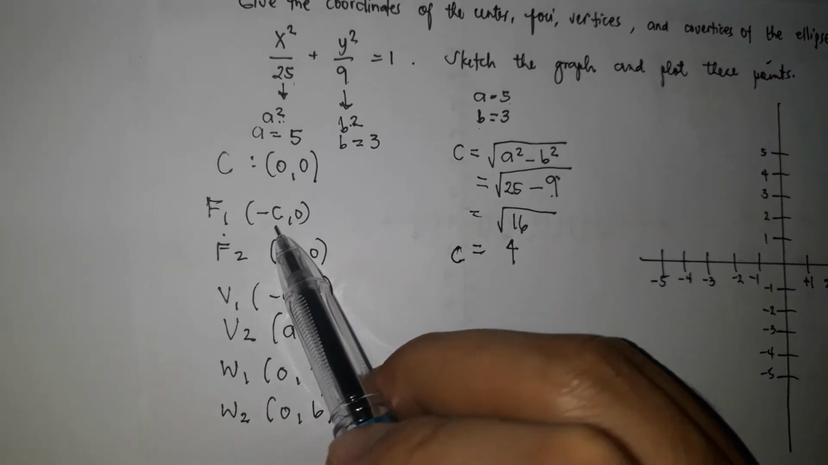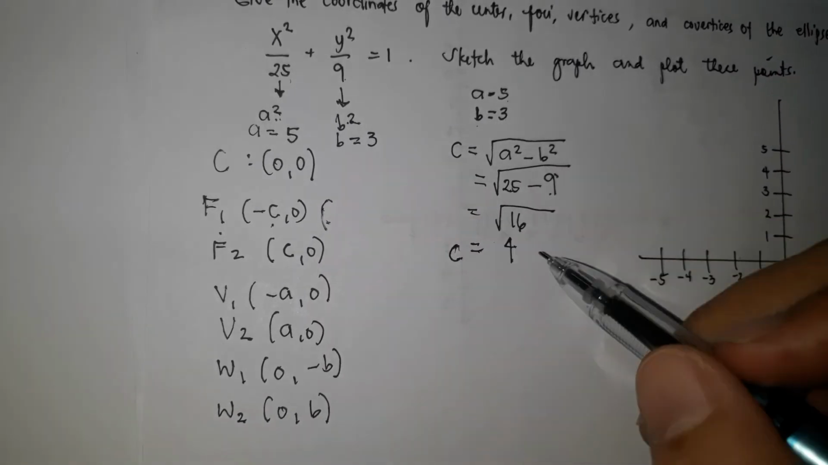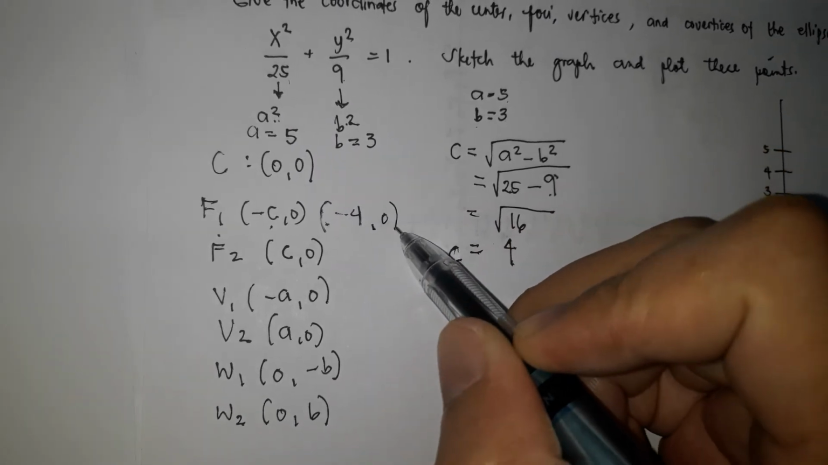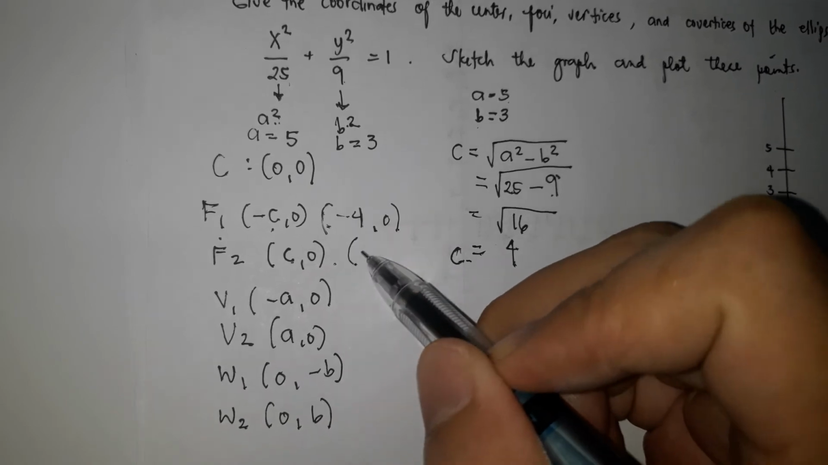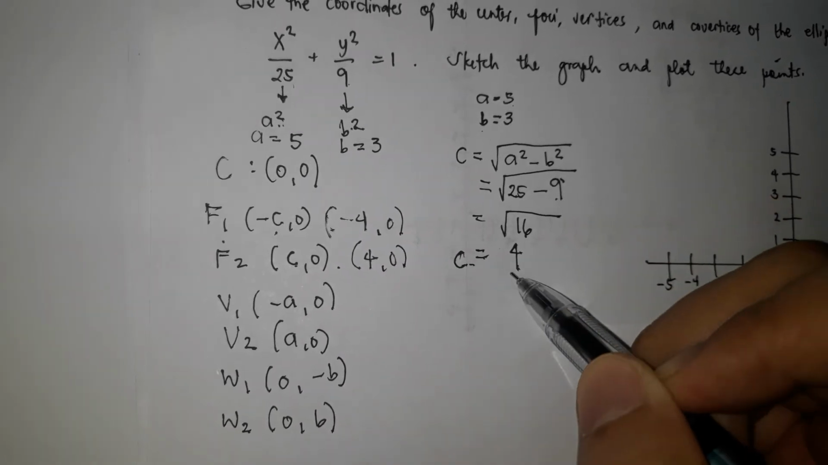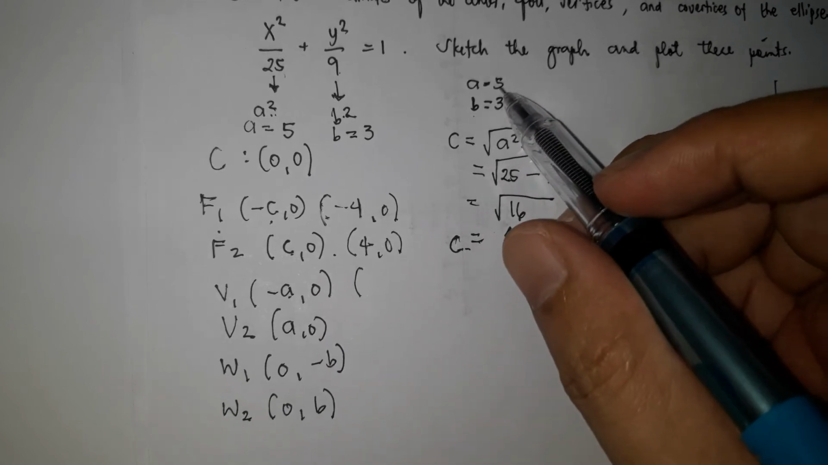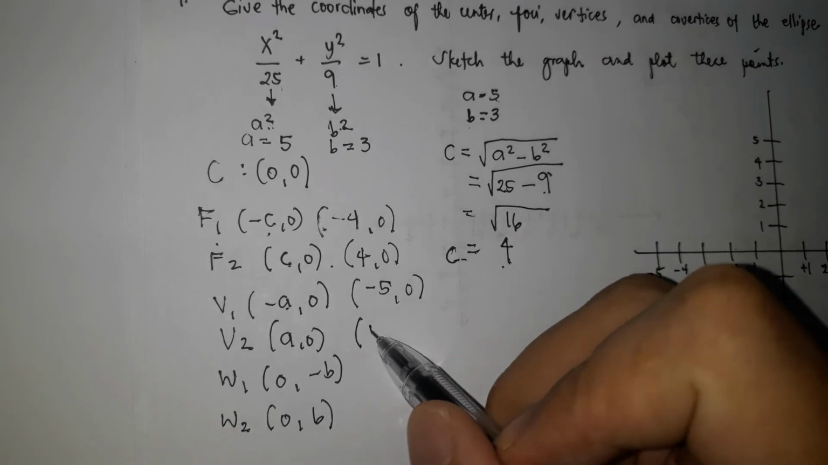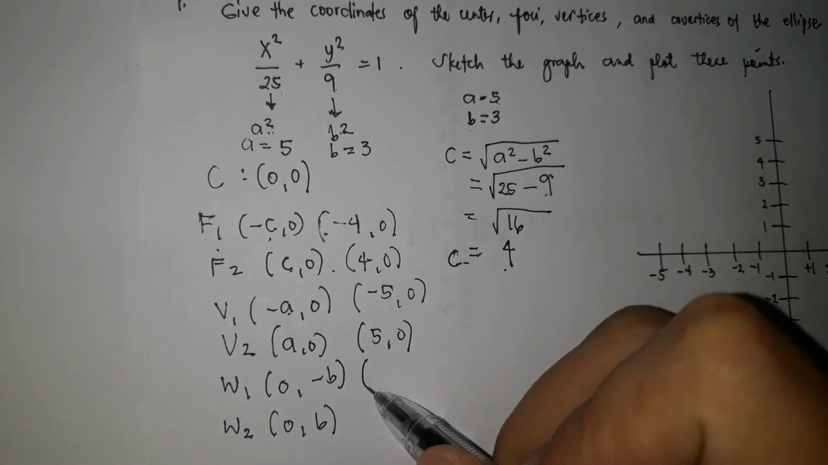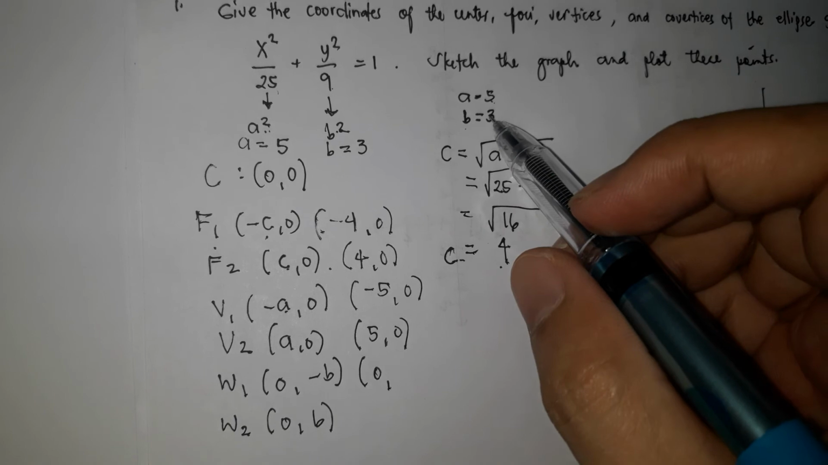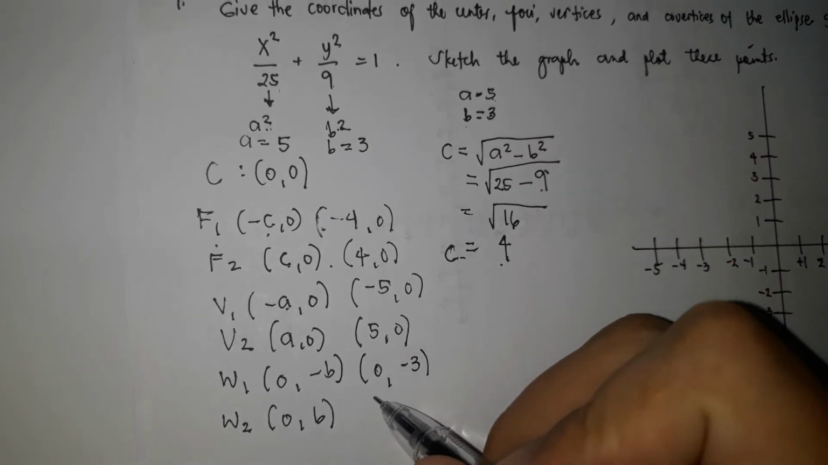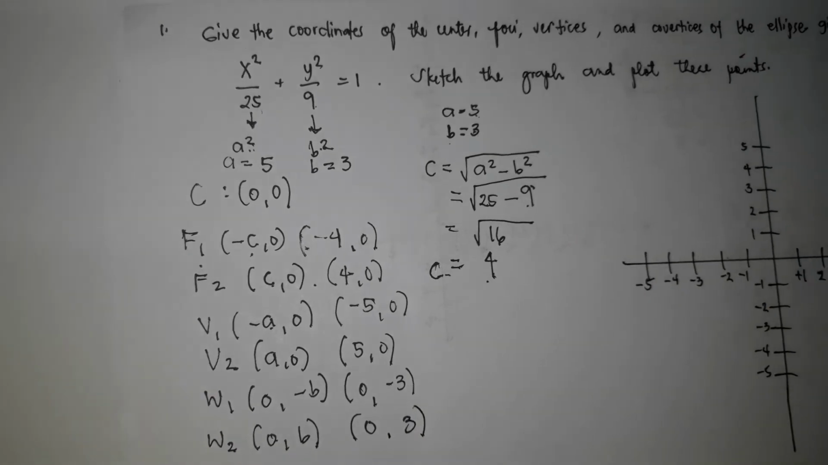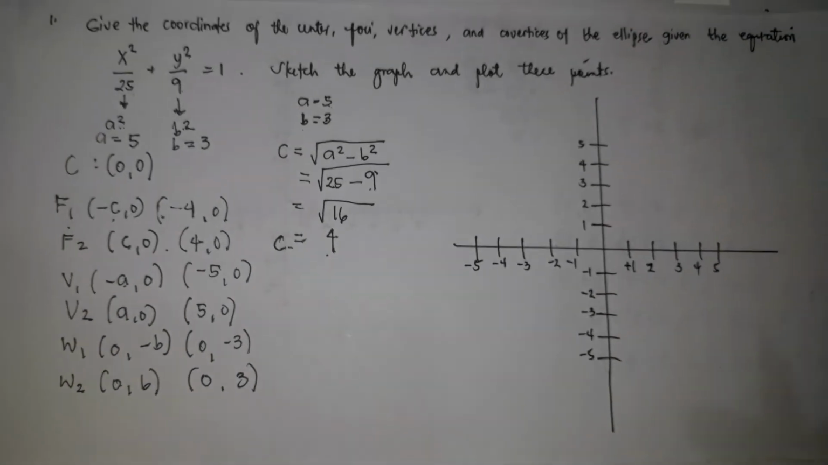So, negative C, 0, negative 4, 0. C, 0, so 4, 0. Kopyahin mo lang si C. Negative A, 0, so negative 5, 0. A, 0, 5, 0. 0, negative B, so 0, negative 3. 0, B, 0, 3. Now, we're going to graph, given these parts.